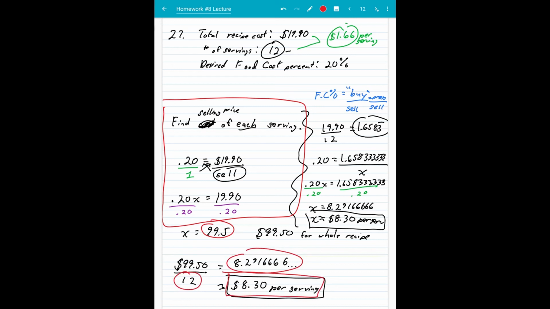So there's different ways to find it. It really doesn't matter which way you do it. Just be careful with the amount of decimal places you have stored.